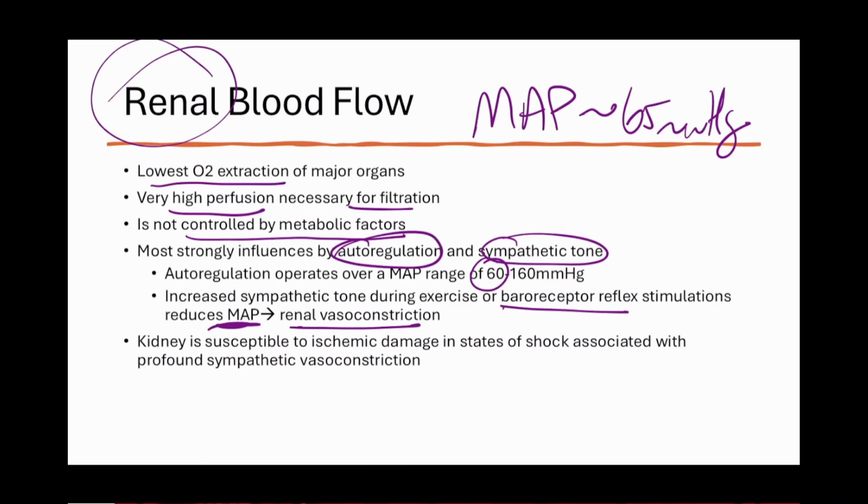Because the kidney doesn't extract very much oxygen, it's very susceptible to ischemic damage in states of shock with profound sympathetic vasoconstriction. One of the things you'll see a lot when you do your BMP, the basic metabolic panel, you're looking at BUN and creatinine, which are your kidney functions. People come in with all sorts of things. You check the kidney function because if that starts rising, they can have acute kidney injury due to lack of perfusion of the kidneys. That's where you look at those BUN and creatinine.